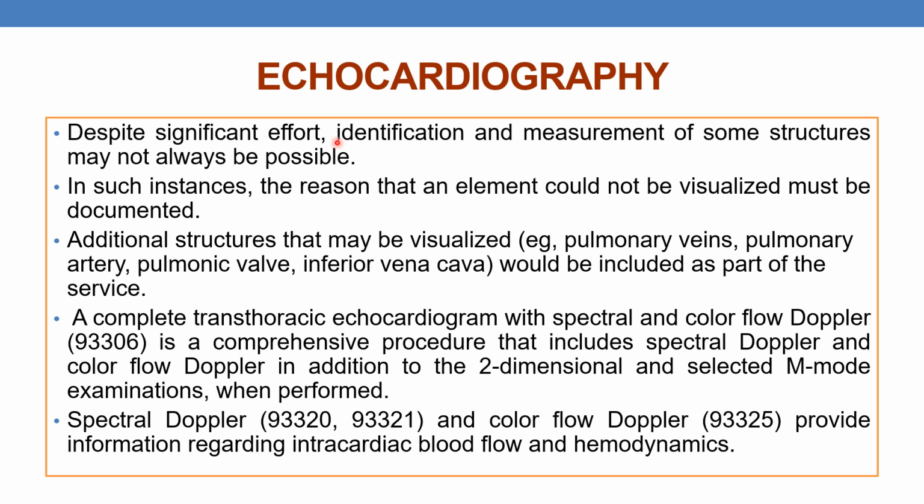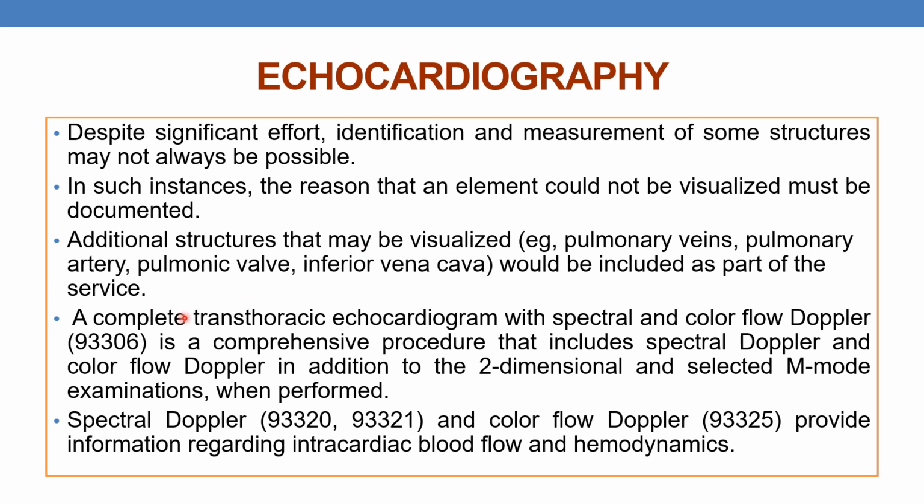Despite the significant effort, the identification and measurement of some structures may not always be possible. In such instances, the reason that an element could not be visualized must be documented. And additionally, structures that may be visualized, for example, pulmonary veins, pulmonary artery, pulmonic valve, inferior vena cava would be included as a part of service.